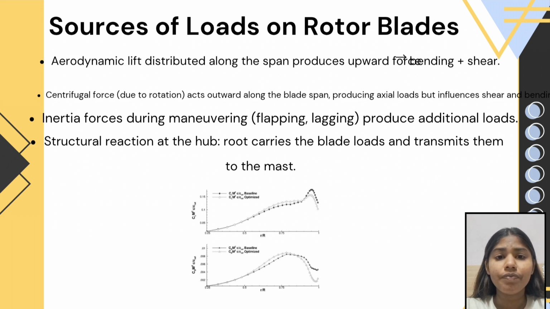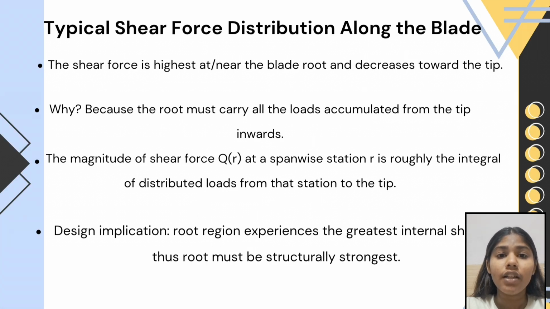Structural reaction at the hub carries the blade loads and transmits them to the mast. As you can see in the graph, this is the typical shear force distribution along the blade. The shear force is highest near the blade root and decreases towards the tip. Why does this happen? Because the root must carry all the loads accumulated from the tip inwards.